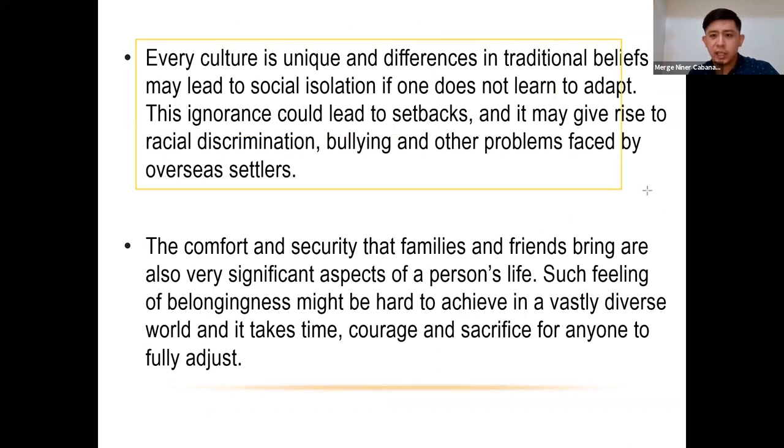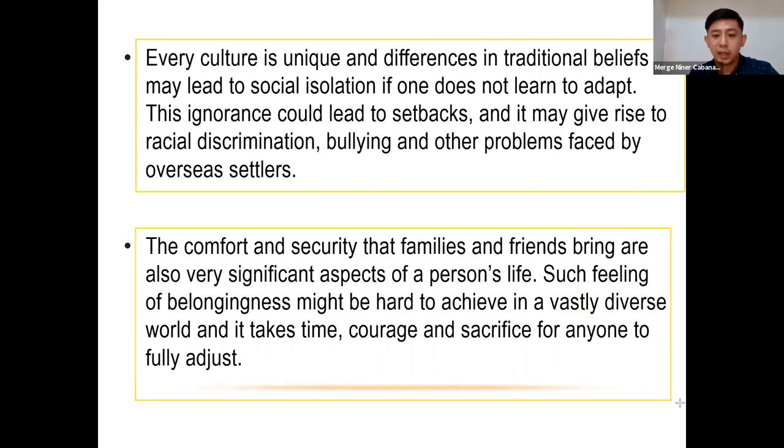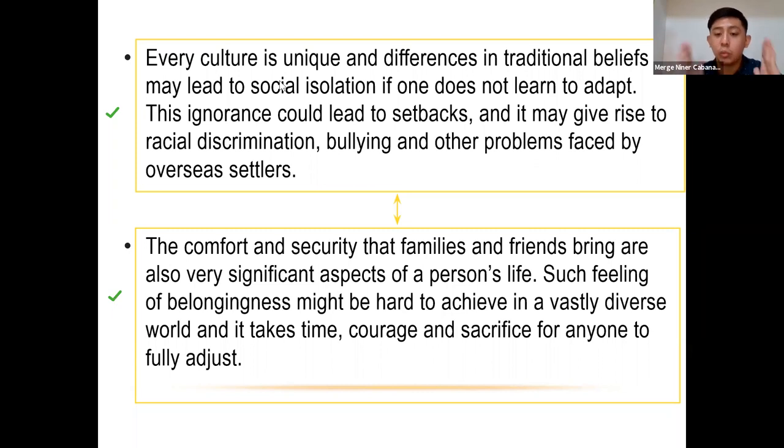Every culture is unique, and differences in traditional beliefs may lead to social isolation if one does not learn to adapt. This ignorance could lead to setbacks and it may give rise to racial discrimination, bullying, and other problems faced by overseas settlers. Remember that this paragraph and this paragraph will be combined, ha? Okay, remember that. Okay, they're just one paragraph. I am just separating them so that you can see that this is challenge number one. This is challenge number two. Because ang question sa atin, what are these challenges? So I just separated them into two paragraphs so that you can see that this is the first challenge, this is another challenge.